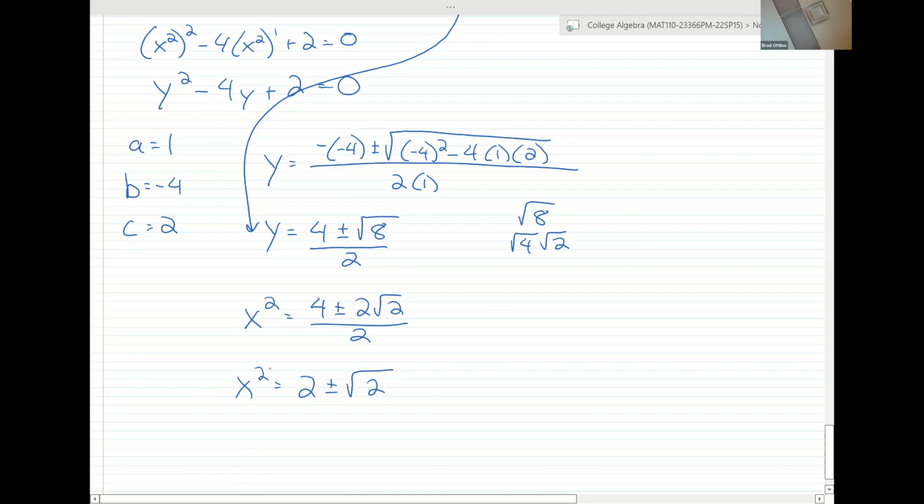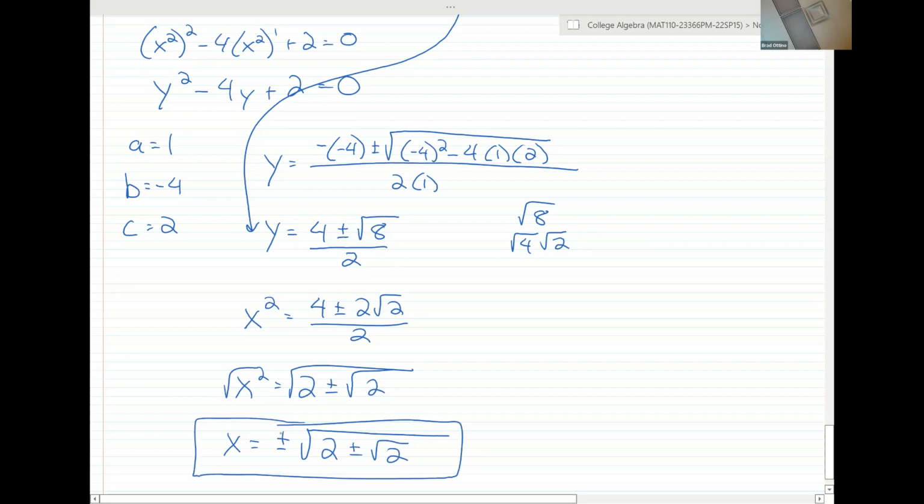Take the square root of both sides, and the answer is a little weird looking, but you just get plus or minus the square root of 2 plus or minus the square root of 2. So it's a little different looking, but that would be the best answer for this problem. You're not going to have something like that on the final. On the final, you'll be able to factor it.